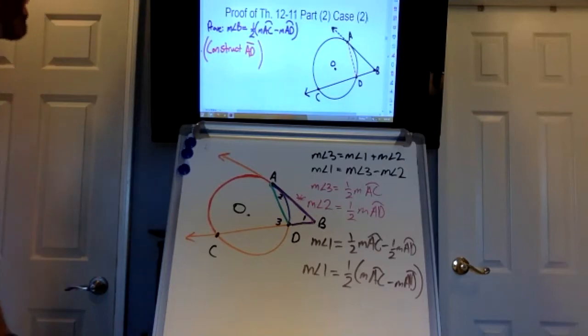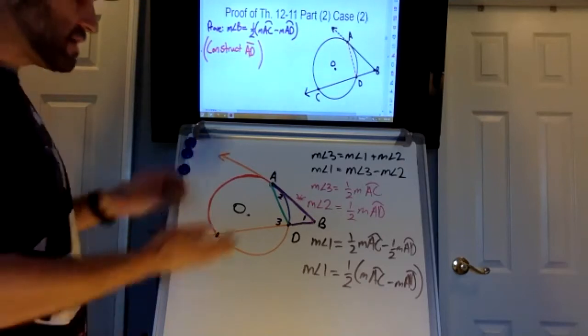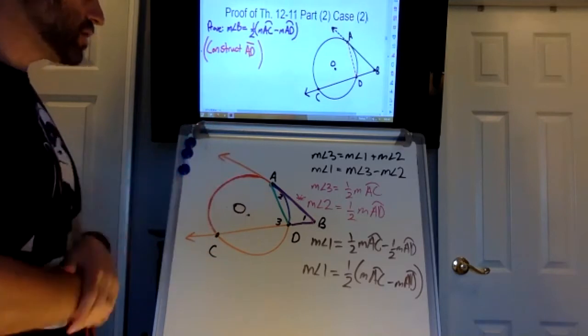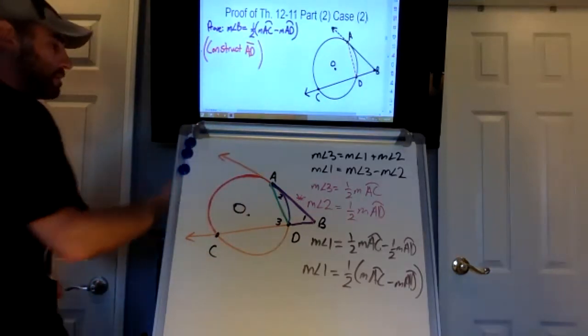All right, we're going to move on to case 3. What would case 3 be? So we had a secant, and two tangents. Okay, so you're saying two tangents it would be? Yeah.